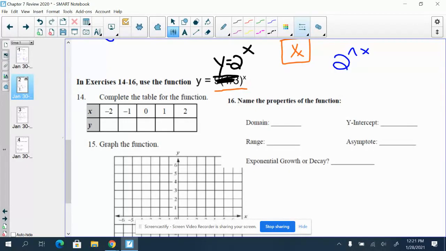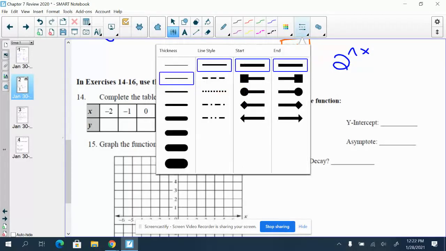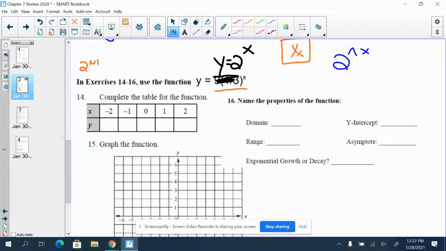Okay, so then to complete the table, you're going to hit second table. Okay, so second table for number 14 here. To complete the table, you're just going to hit on your calculator second, then table. So then you're going to enter that information here. So -2 in your calculator is going to say what? If you scroll up to -2, it's going to be 0.25.